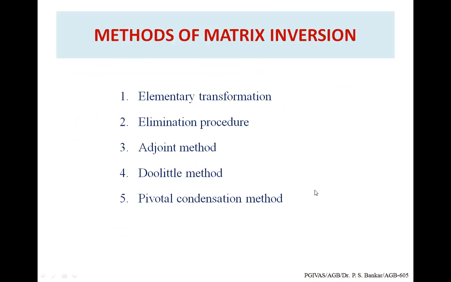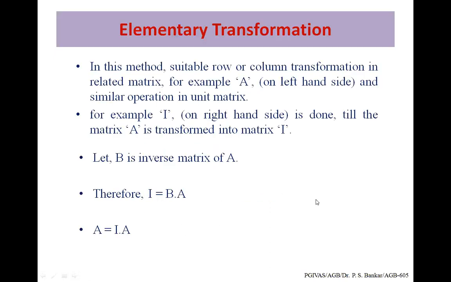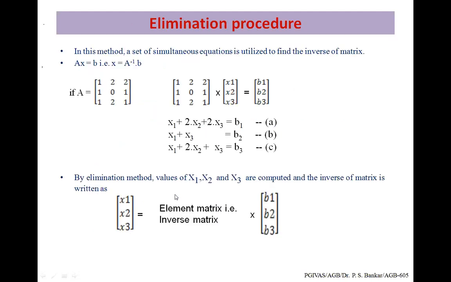Then we have seen the 5 different methods of matrix inversion: elementary transformation, elimination procedure, adjoint method, Doolittle method, and pivotal condensation method. In elementary transformation, we are simply estimating the inverse matrix B by considering the multiplication of A and A inverse, isn't it? So this was the elementary transformation method.